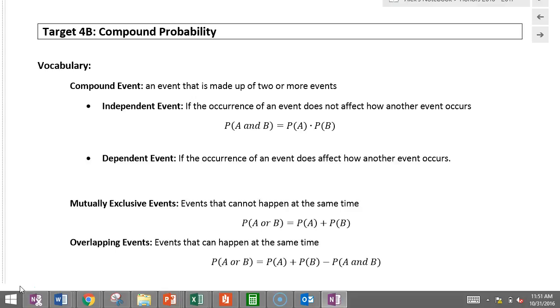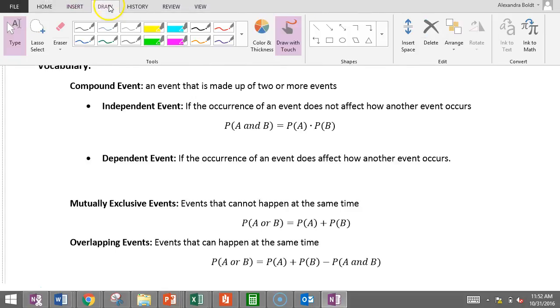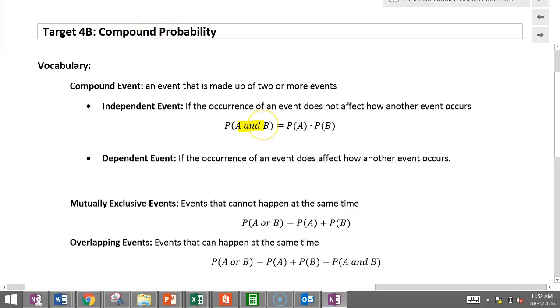And when we have compound events, we can have an independent event, right? That means the occurrence of one event does not affect how another event occurs. So, for example, if I choose a blue marble, and then I choose a card from a deck of cards, those marbles and that deck of cards have nothing to do with each other, so those will be independent events. If two events are independent, I can find the probability of both of those things happening. That would be "and": I find this and that by just multiplying those two probabilities. Okay, and we'll do some examples of that.